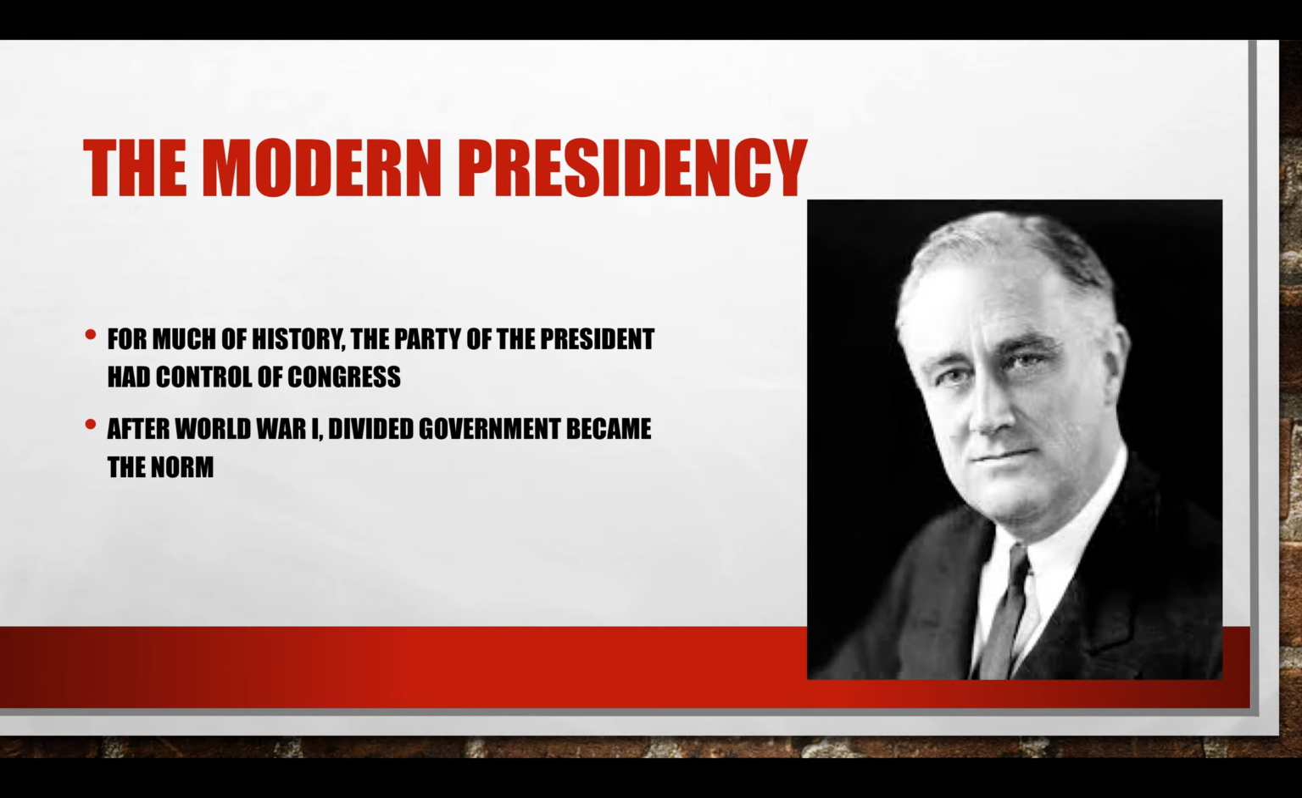For much of American history, party control was unified across the legislative and executive branches. The winning presidential candidate often pulled his party's congressional candidates into office on his coattails. After World War I, divided government became the norm.